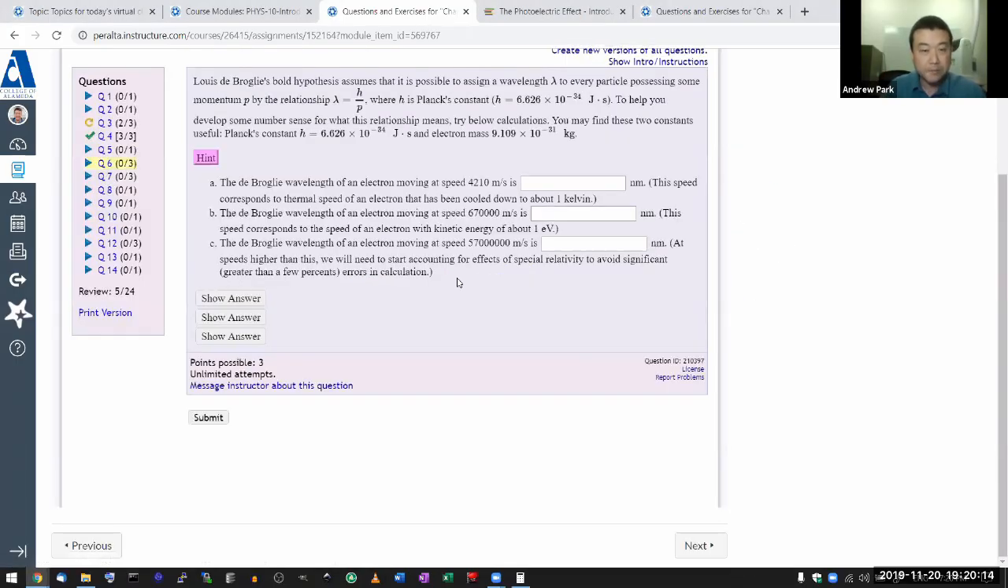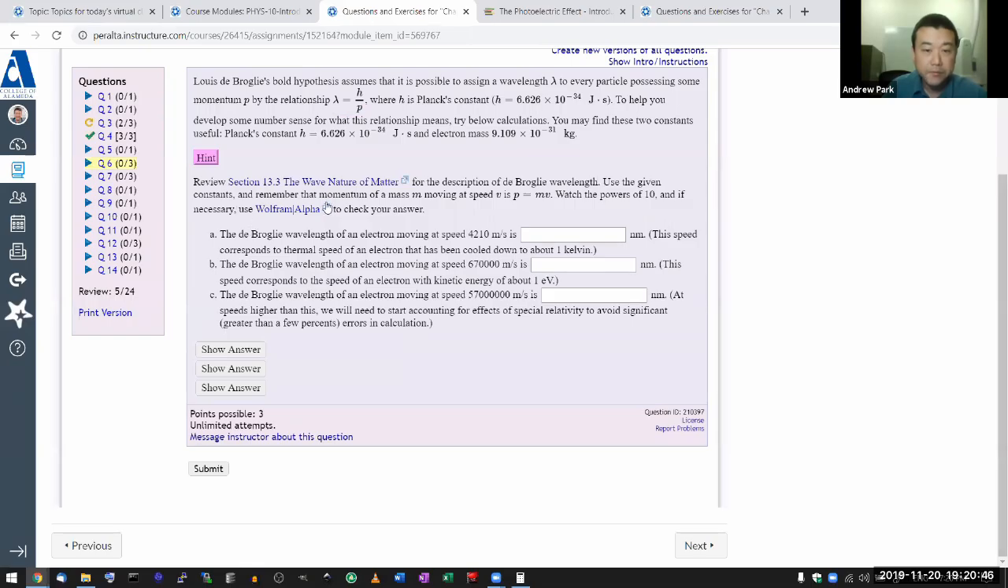6. All right, I need to plug in numbers here, so let's do that. It says something about the de Broglie hypothesis, and this relationship is probably important. To help you make some number sense for what this means, try the calculations below. All right, it sounds like I need Planck's constant, which I have, and the momentum to give me the wavelength calculation. All right, let's see. Yeah, review wave nature of matter.